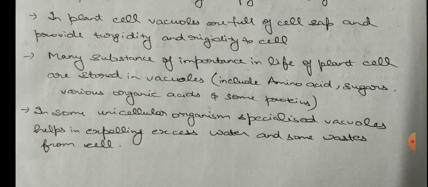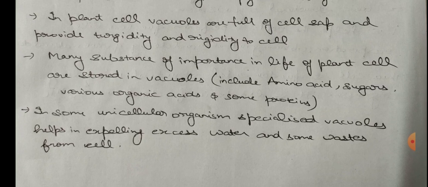Next one, in some unicellular organisms, specialized vacuoles help in expelling excess water and some waste from the cell. What I said, they may store useful substances also, and they may store substances that are not useful to the cell, so they expel it out of the cell. Getting it? So sometimes if it asks what is the function of the vacuole, then you can say that it is to store some useful and some not useful substances in the cell, and also it provides turgidity and rigidity to the cell.